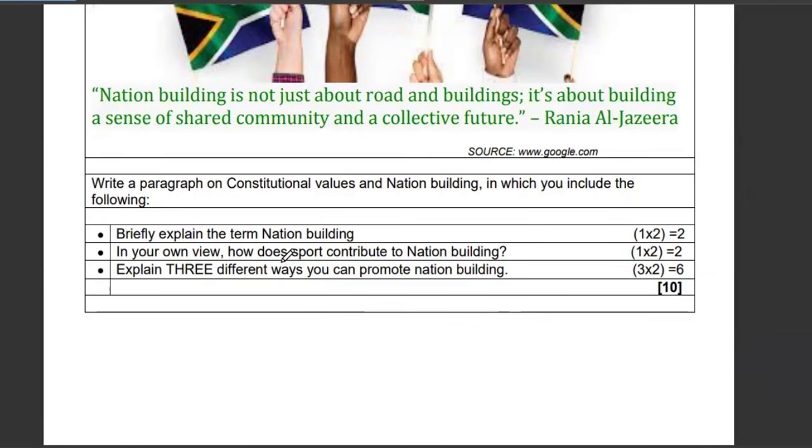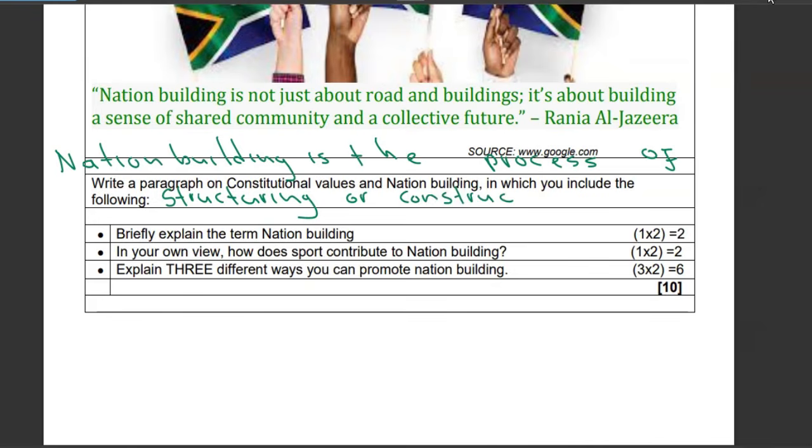Briefly explain the term nation building. So when we are talking about the term nation building, it refers to the process of structuring or constructing national identity. Nation building refers to the process of constructing or structuring national identity.